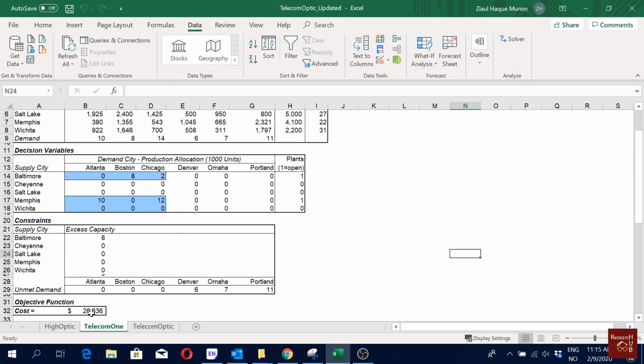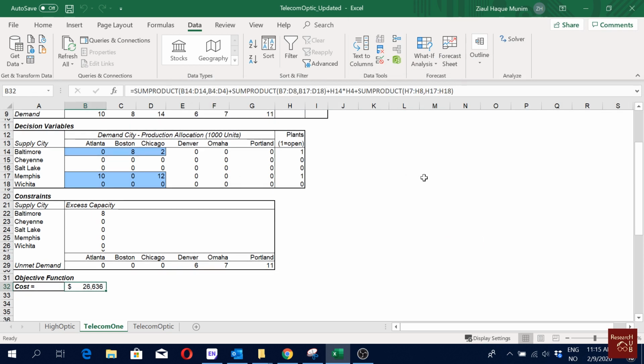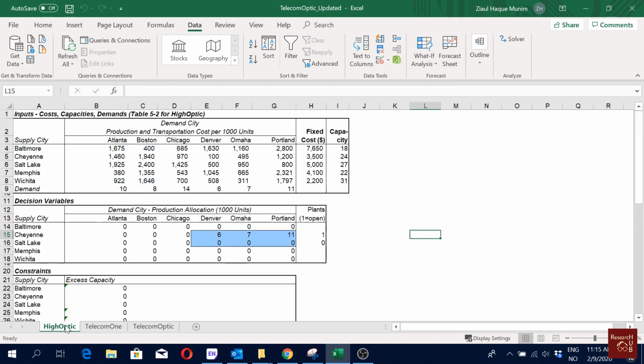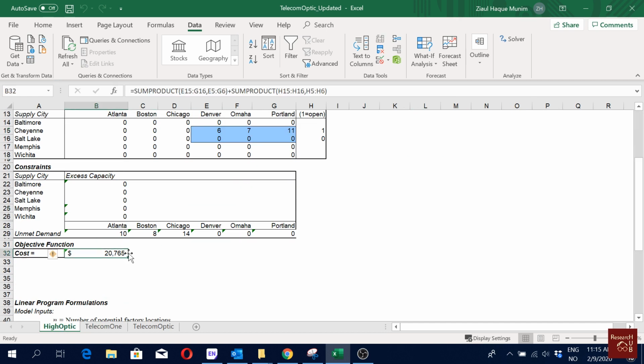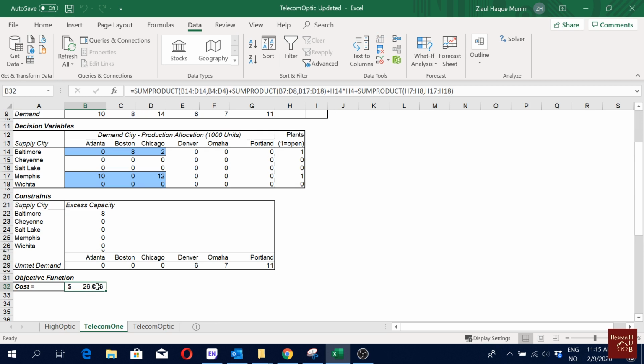And we get a solution. Our solution is about 226636. Okay, so these are the costs we get in these two cases. In the first case, it was about 20765. And here, this is the cost.